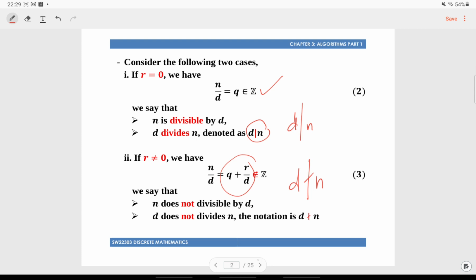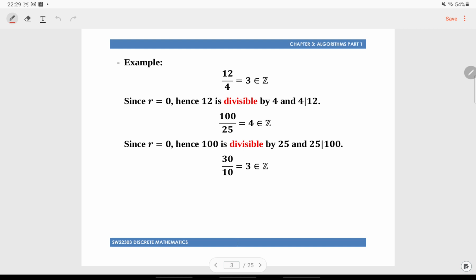All right, I give you some examples to make it clear. Let's say we have n equal to 12 and d equal to 4. When we divide n by d, the outcome is an integer q, which is 3. 3 is an integer. What does it mean? That means the remainder is equal to 0. So we can say that 12 is divisible by 4, and we can also say that 4 divides 12.